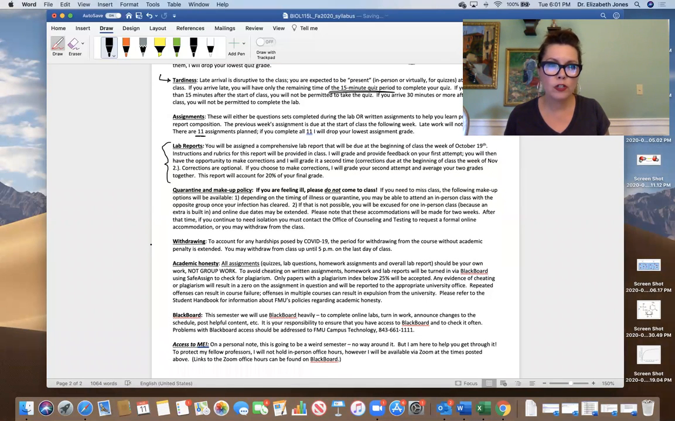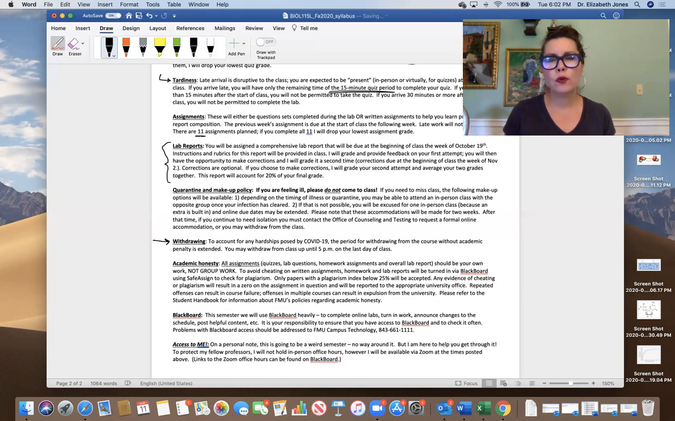One thing that we're doing this semester that's pretty nice, and if you're a new student to college, this is not normal. This is very much a nice thing that FMU is doing to account for any hardships that you might experience as a result of COVID-19. We're extending the deadline for withdrawing without academic penalty. So what does that mean?